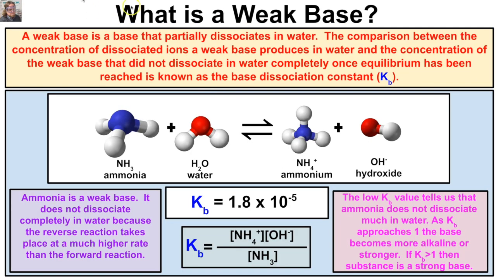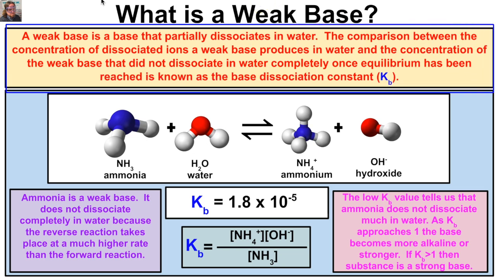And so what is a weak base? Well, very much like a weak acid, a weak base is a base that partially dissociates in water. The comparison between the concentration of dissociated ions a weak base produces in water and the concentration of the weak base that did not dissociate in water completely, once equilibrium has been reached, is known as the base dissociation constant, or Kb.